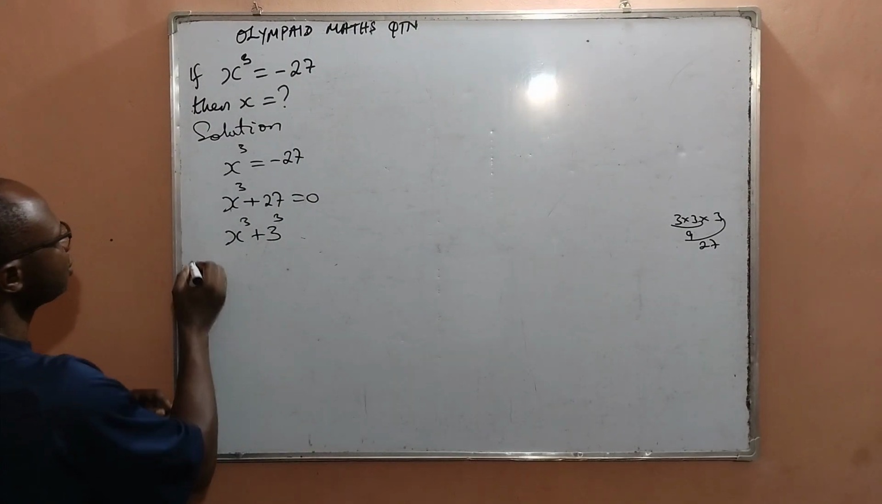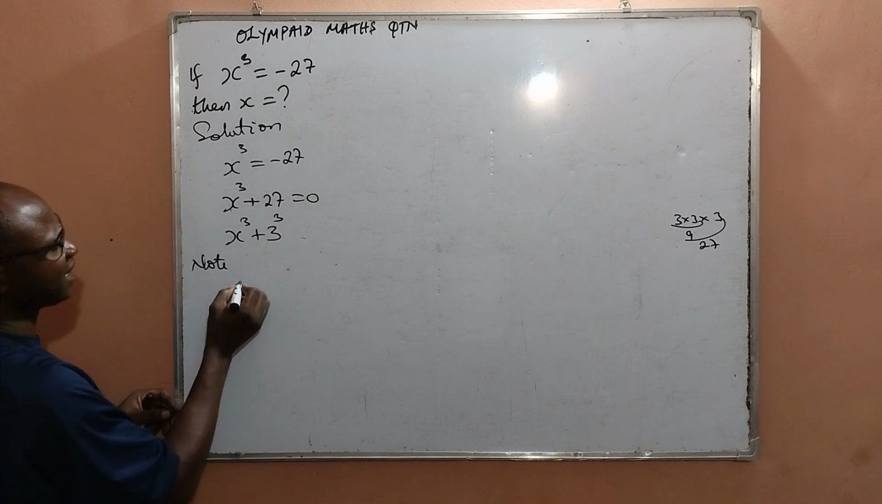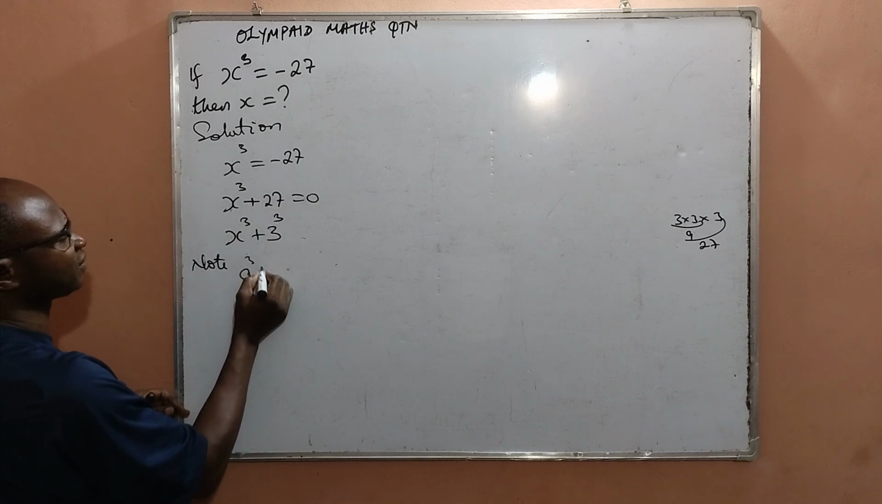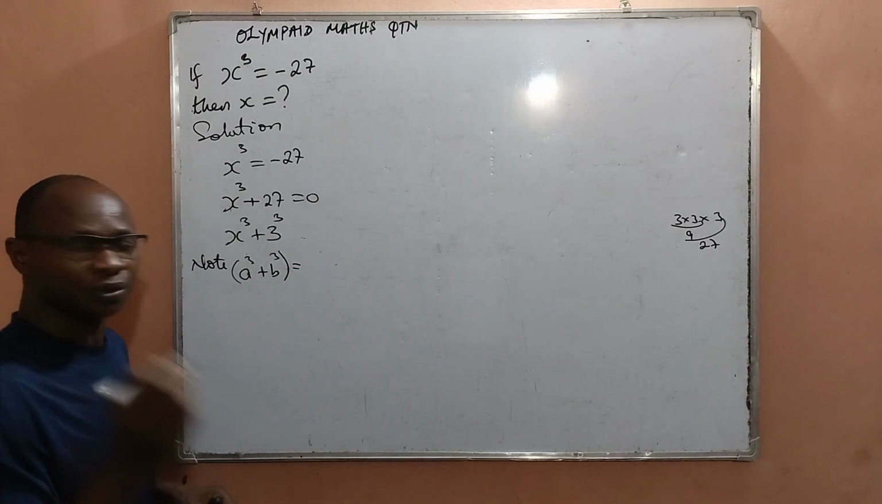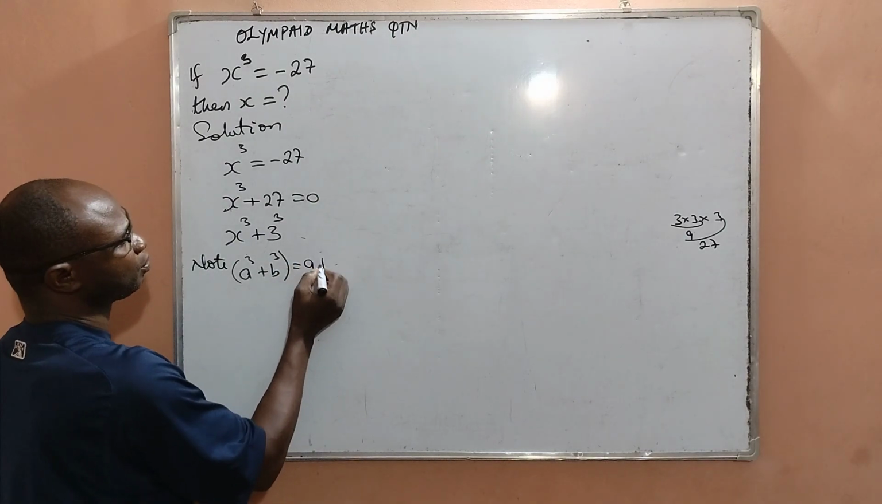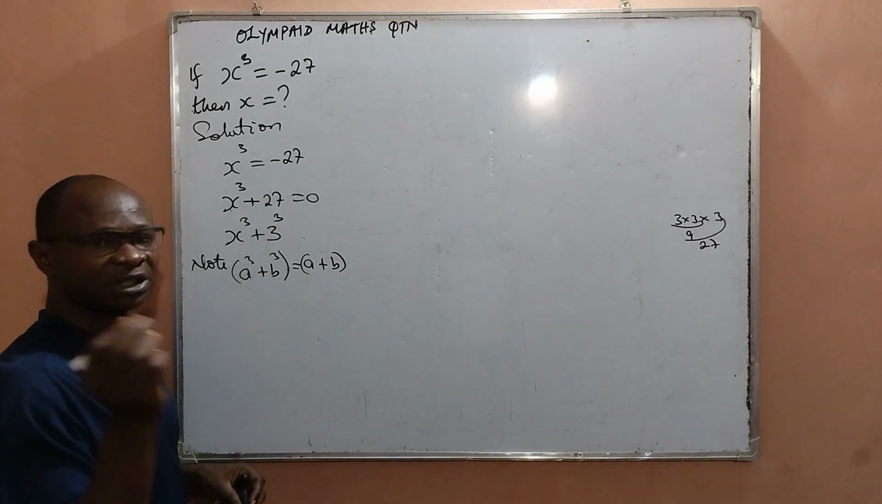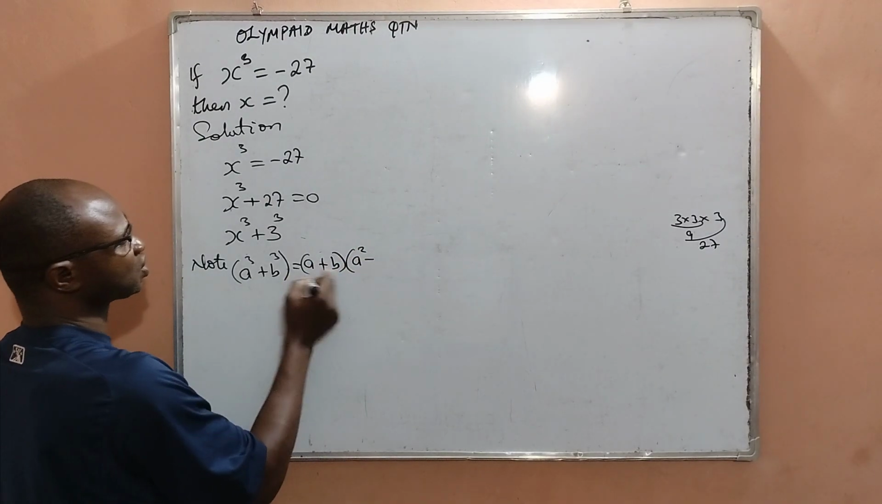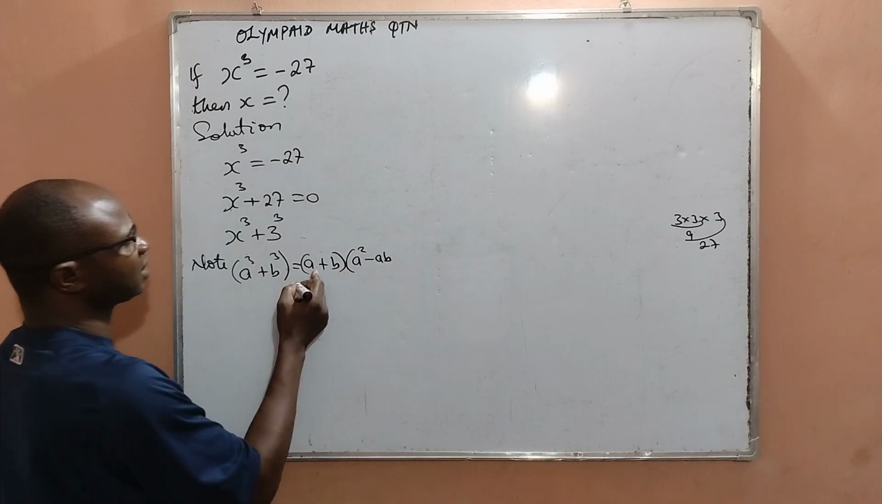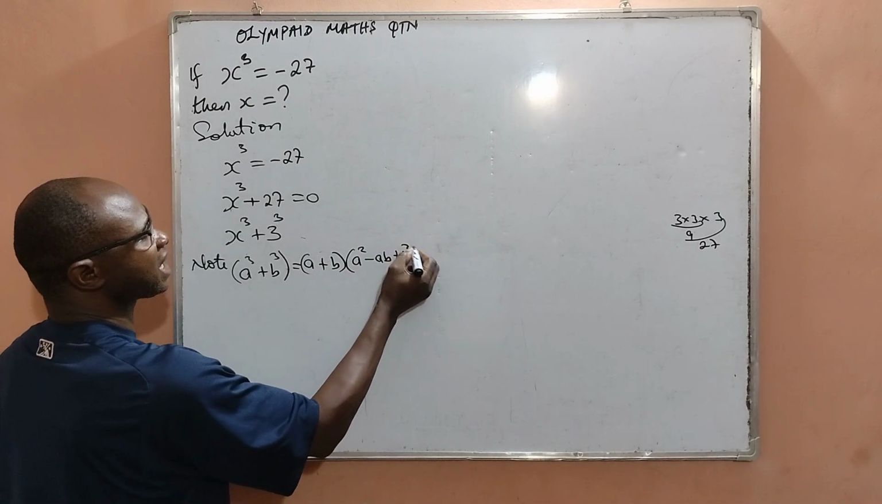Now, note this. If I give you a to the power of 3 plus b to the power of 3, it is equal to a plus b multiplying a to the power of 2 minus a times b, ab, then plus b squared.